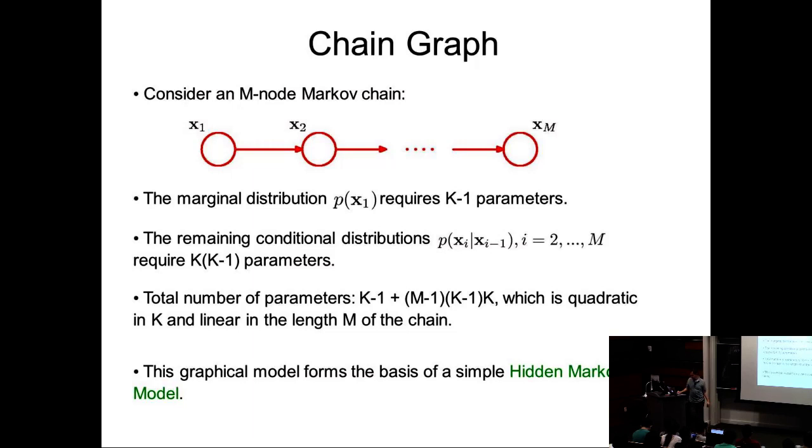And this graphical model basically forms the basis of a simple hidden Markov model. We're not going to be covering hidden Markov models. We're going to look at recurrent neural networks. But if you haven't seen HMMs, hidden Markov models, I would encourage you to look at them. It's kind of like the PCA of machine learning. You should be familiar with HMMs. It's a very standard basic model for modeling time series data.